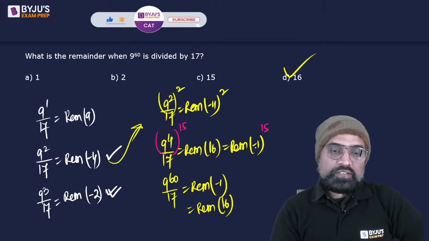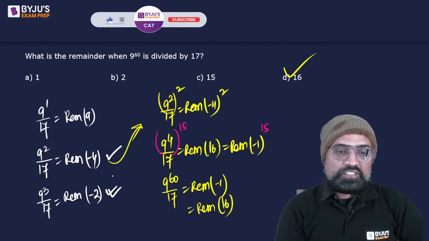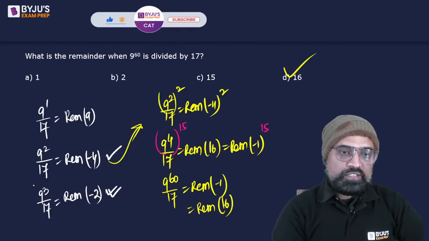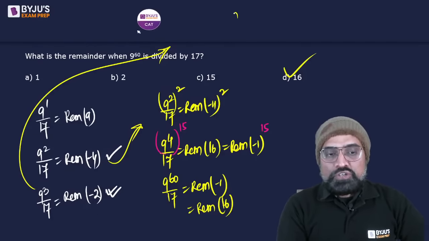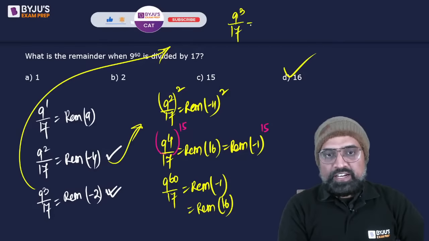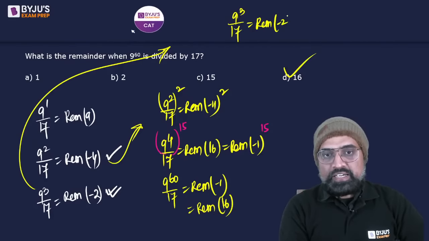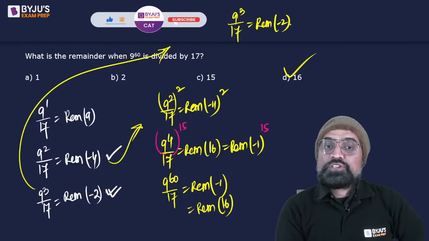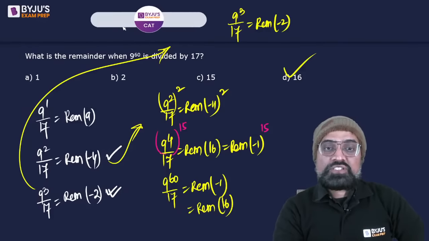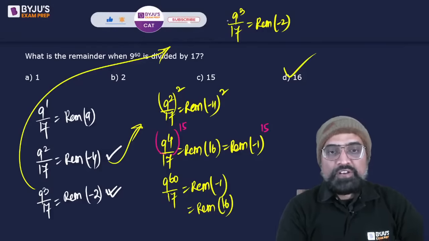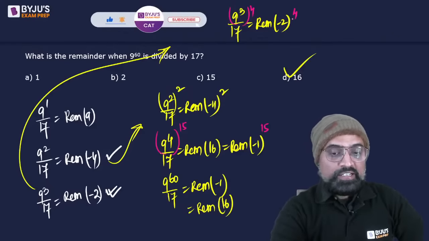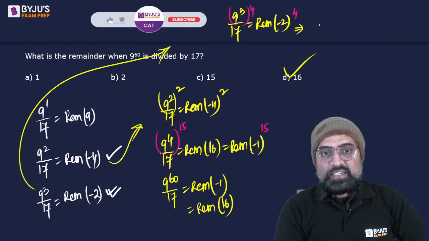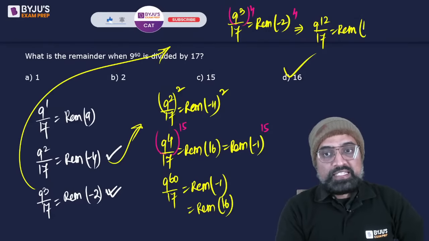If instead of this, had I chosen the second one, as in from -2, since I know 9 cube when divided by 17 gives us the remainder as -2, so I need to go to 16, right? I will have to give it a power 4 so that I get 16 on the other side.